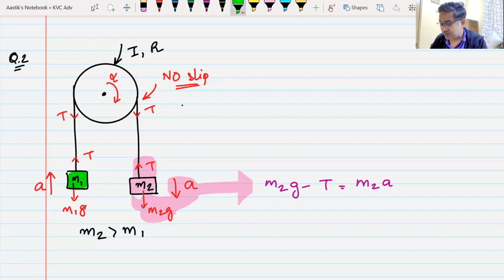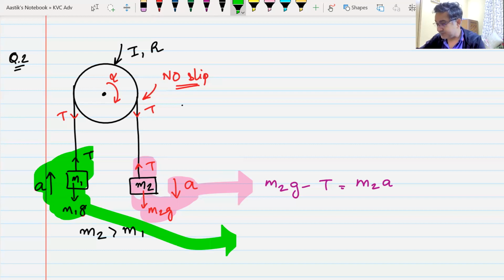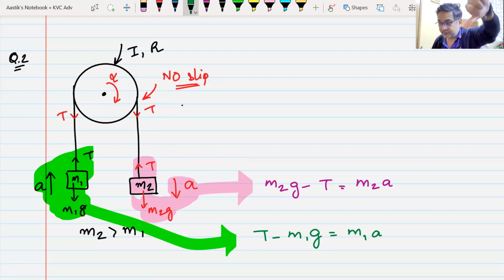Then I make the equation of this green block. Everything green, just like Hulk. What is the equation of this block, going up? T minus M1G is equal to M1A. Yes or no? Two equations, two unknowns. We are done. Yes or no? That means the pulley does not rotate.